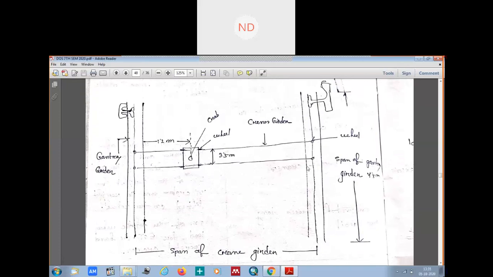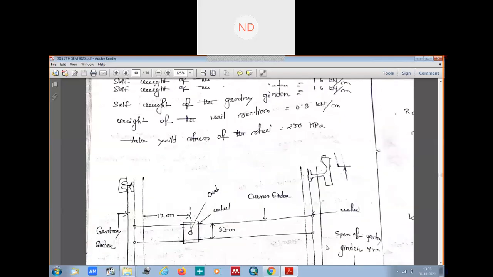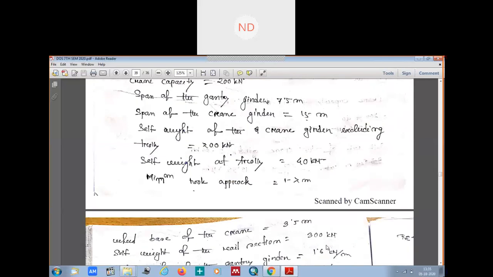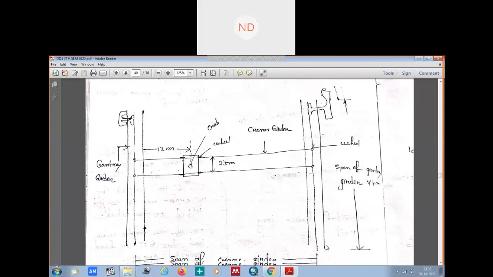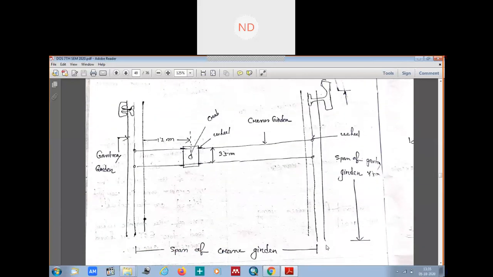So this is the span of the crane girder, 15 meter. This is your 7.5 meter. Anything else is not mentioned in the approach we have taken, the trolley and the loads we are going to calculate. Okay, fine. So from our question, we got these things.